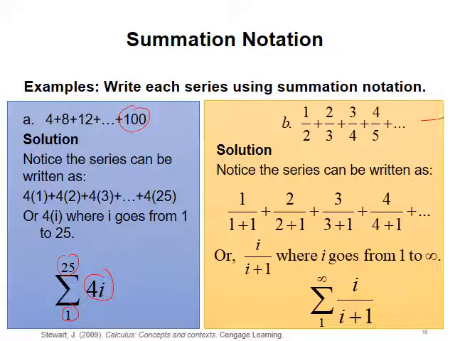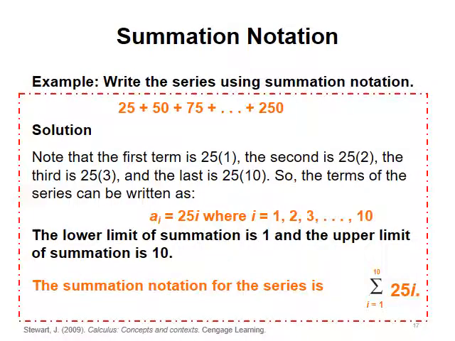This one, we can write 1, 2, 3, 4, this is n. 2, 3, 4, 5, this is n plus 1, right? It's clear, so I wrote it here in this way. And if I want to find the summation to infinity, I will write the sum from 1 to infinity, as you can see here.